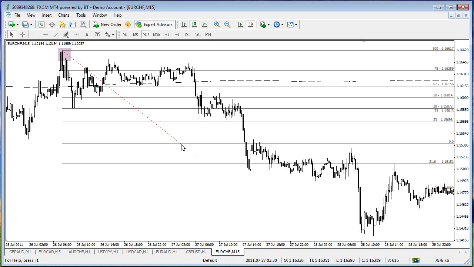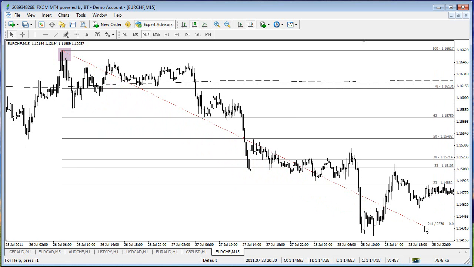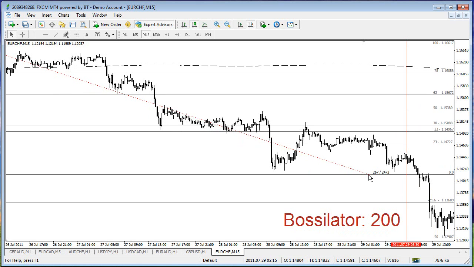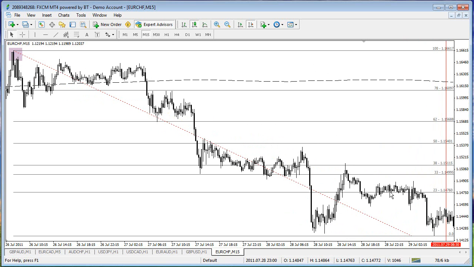We want to extend the bottom portion of our fib tool downward. We do this by double-clicking on the fib anywhere inside the red line, left-clicking on that line at the bottom, and then dragging the mouse to the side. You can see here that we need to move our charts forward so that we can see enough candles in order to do this. I want to stop this line at the bottommost, or the furthest distance downward that this financial instrument has gone at the point it reached 200 candles on the Bosslator.